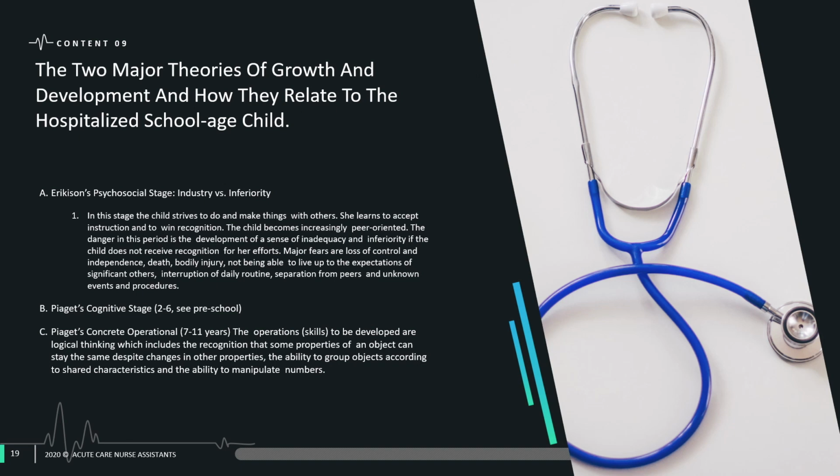Piaget's cognitive stage, 2 to 6, see preschool. Piaget's concrete operational, 7 to 11 years. The operations or skills to be developed are logical thinking, which includes the recognition that some properties of an object can stay the same despite changes in other properties, the ability to group objects according to shared characteristics, and the ability to manipulate numbers.